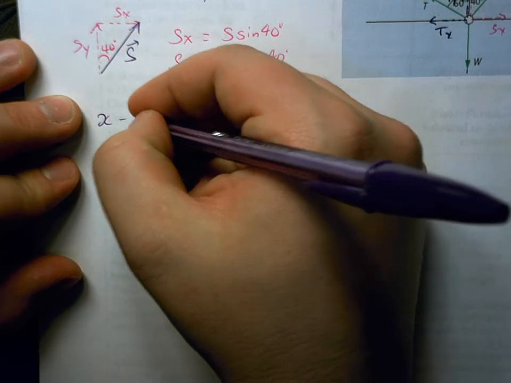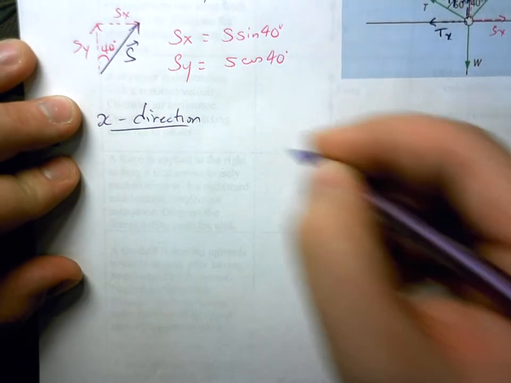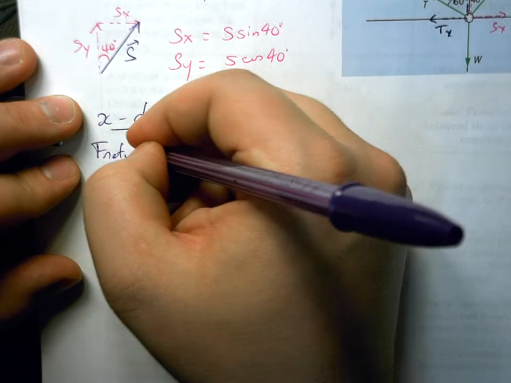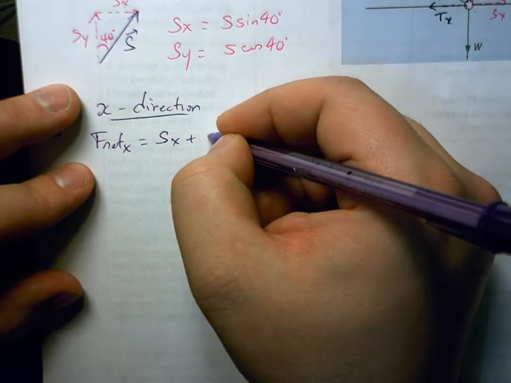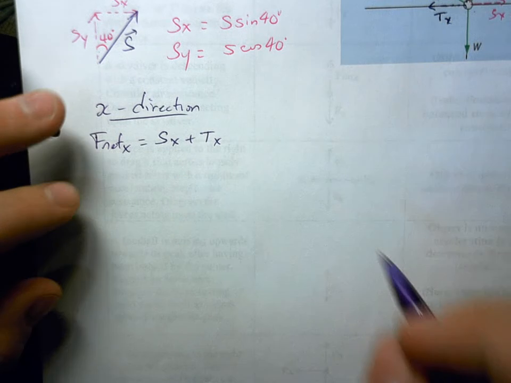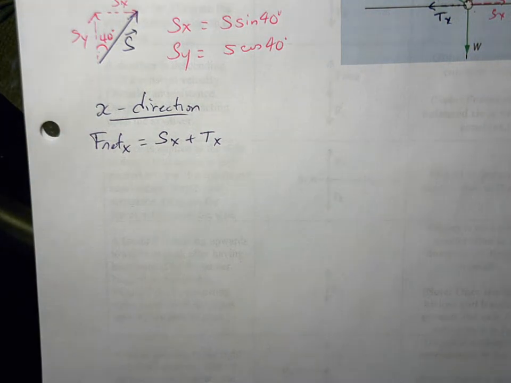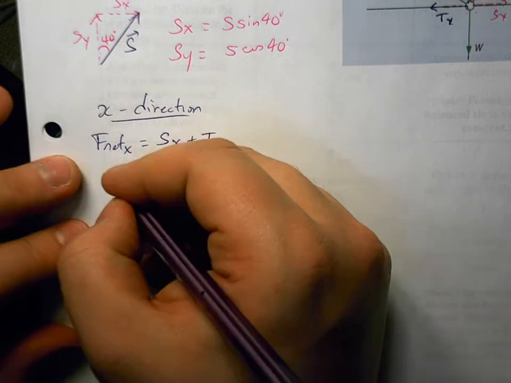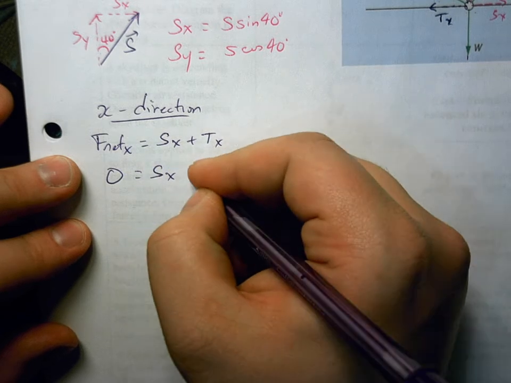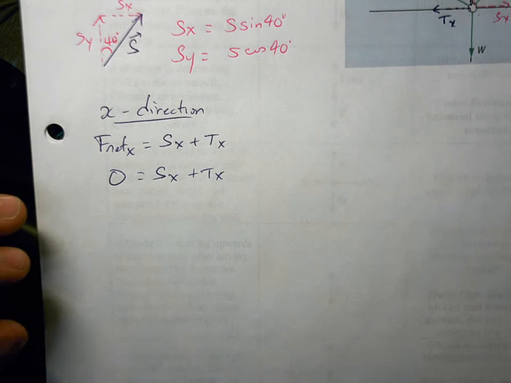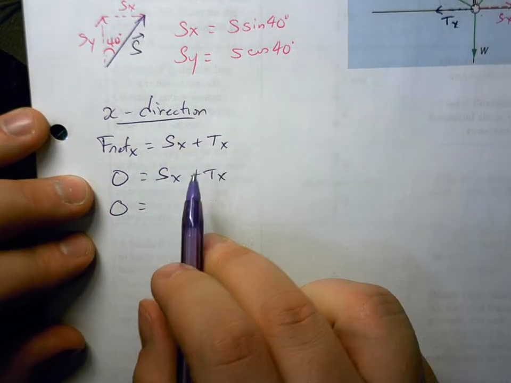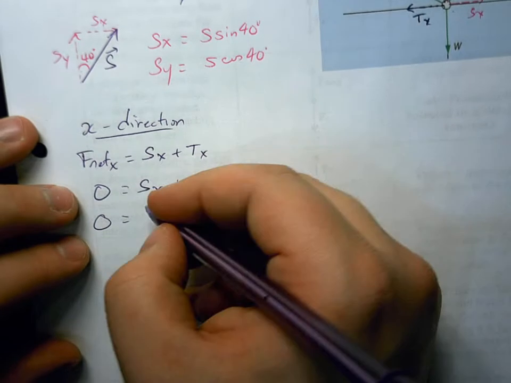So let's start out with the x direction. In the x direction, the only two forces are my x component of S and my x component of T. So I know Sx plus Tx are going to be the only things in my x direction. Now, with this being an equilibrium, the net force is going to be 0. So I'm going to get Sx plus Tx equals 0. Now, instead of Sx, I can put S sine of 40 degrees.